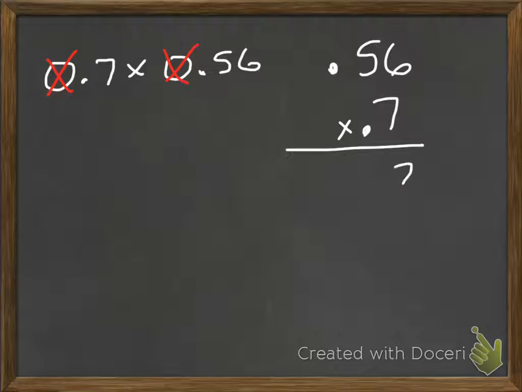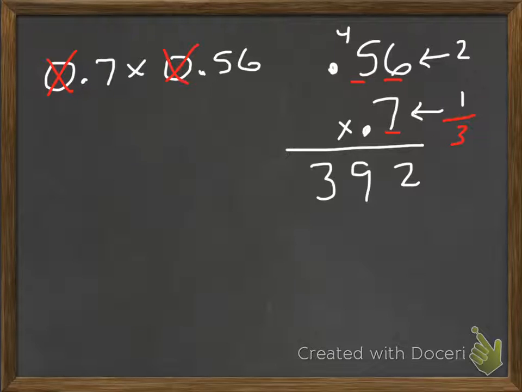Seven times 6 is 42. Carry the 4. 7 times 5 is 35, plus 4 is 39. We got 2 places here and 1 place there. So we have 2 numbers behind the decimal, 2 places. We have 1 number behind the decimal, that's another place, so there's a total of 3 places.